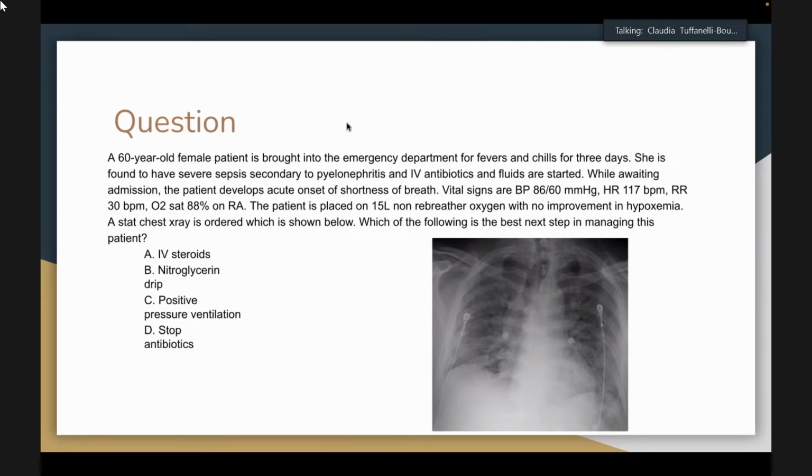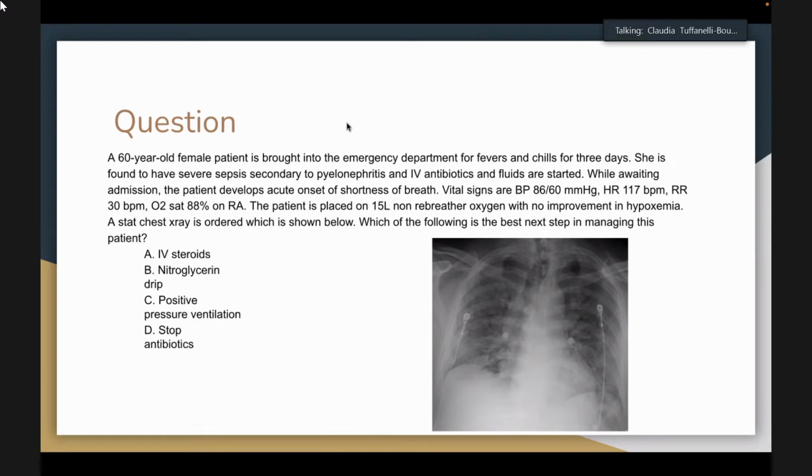So first question. A 6-year-old female patient is brought into the emergency department for fevers and chills for 3 days. She is found to have severe sepsis secondary to pyelonephritis, and IV antibiotics and fluids are started. While awaiting admission, the patient develops acute onset of shortness of breath. Vital signs are BP 86/60, heart rate of 117, respiratory rate of 30, O2 of 88.